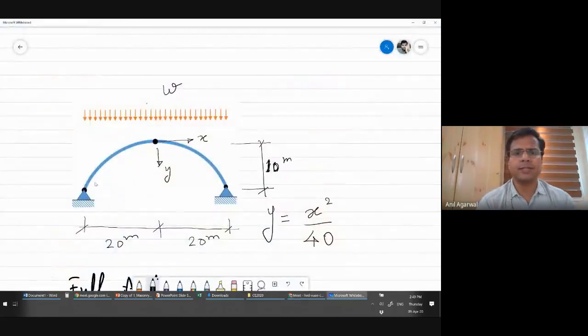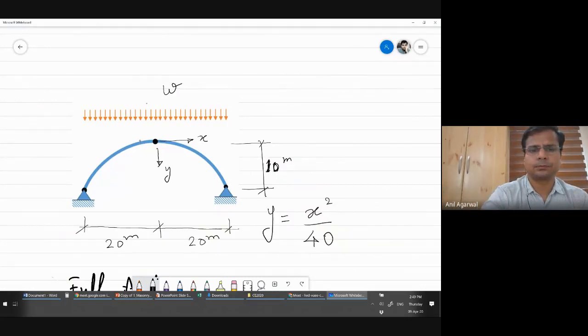Okay, so if this is an arch, and this is a parabolic arch, a parabolic arch.